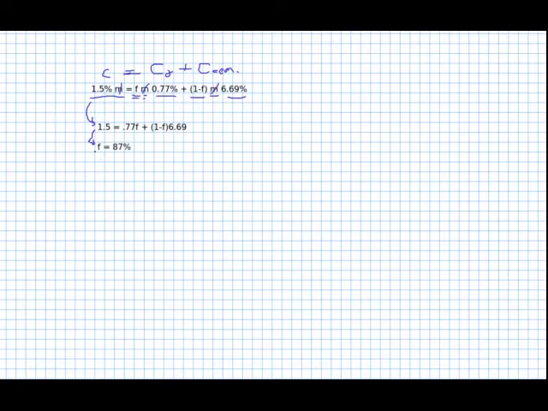Now we have to ask ourselves, that's 87% what? 87% austenite or 87% cementite? Well, it depends on how you set up your equation. Here, that F was referring to this term, which was our austenite term. So that's 87% austenite, which means it's 13% cementite.